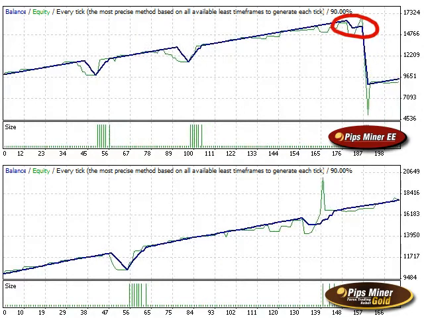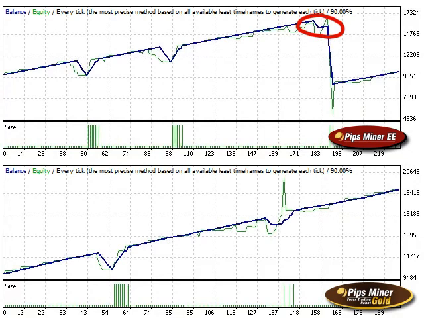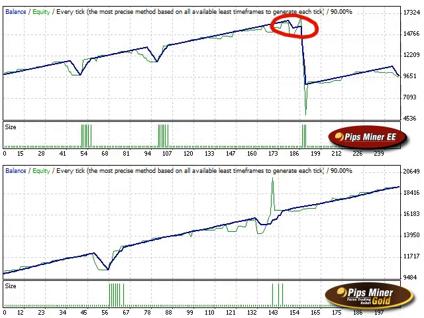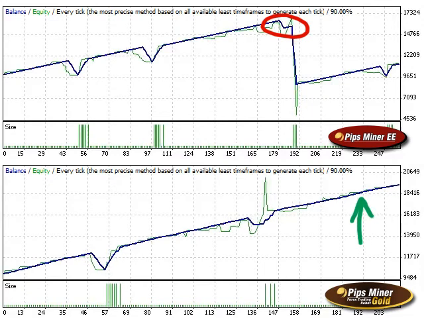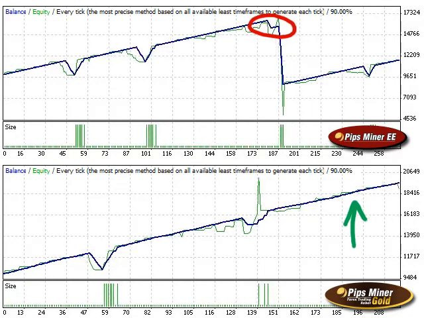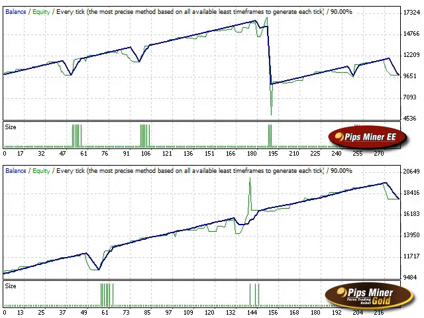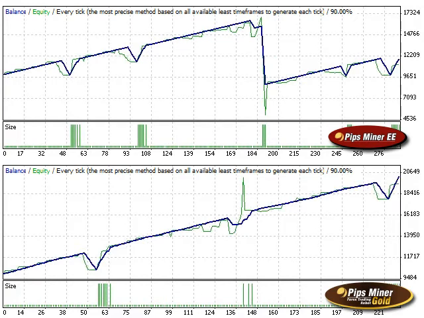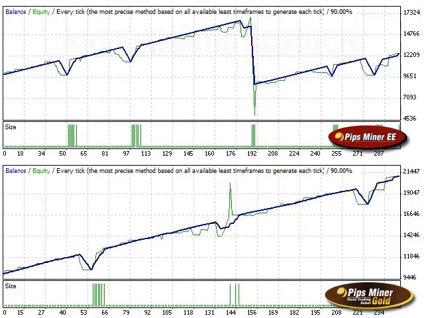At this point, strategies accumulated over $5,000 of profit each, but Pips Miner EE opens a series of trades that eats out the whole profit and a slight part of the initial balance as well. As you can see, Pips Miner Gold does not invest in those risky positions and continues to generate profit. Both EAs catch some losing trades in the end, but the difference in profits is tremendous.